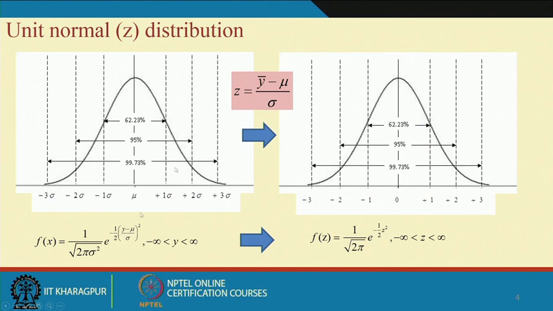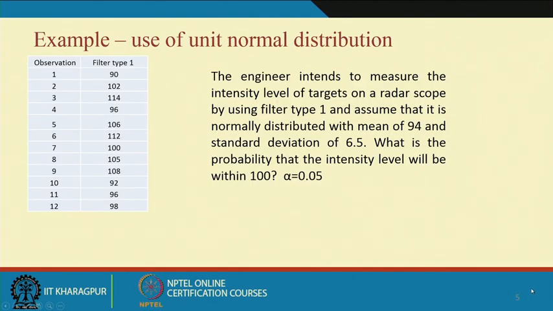So, very quickly we revisit the unit normal distribution. See this diagram here: on the left hand side we are talking about the PDF of the y variable, which is normally distributed, and on the right hand side the conversion to z. So, z equals y bar minus mu by sigma, and then you will get a PDF like this. And last class I also showed you how to use the unit normal distribution.